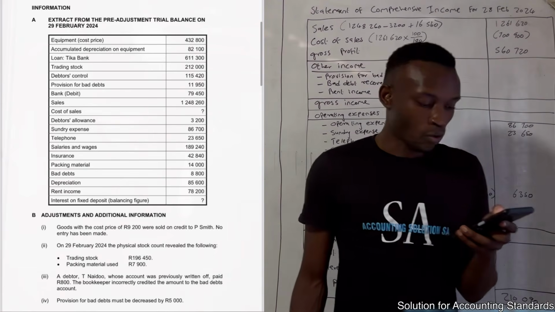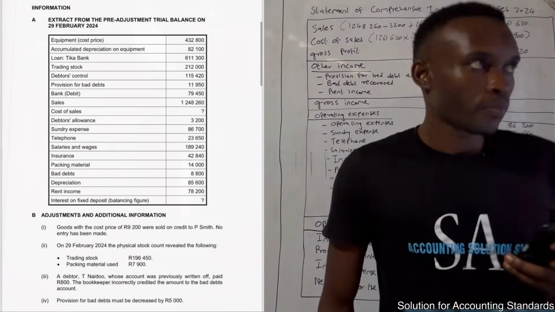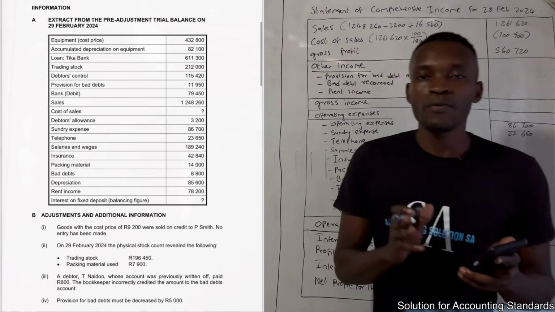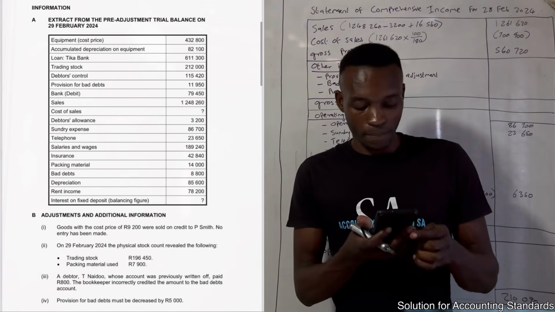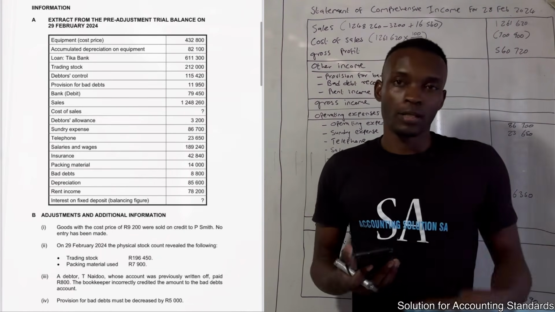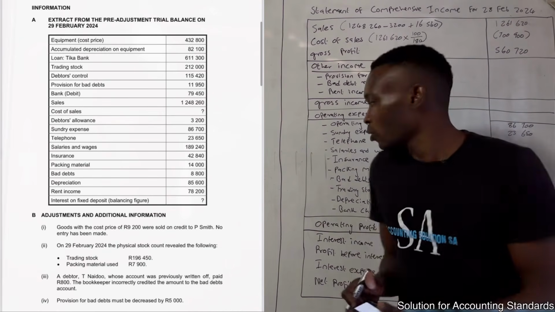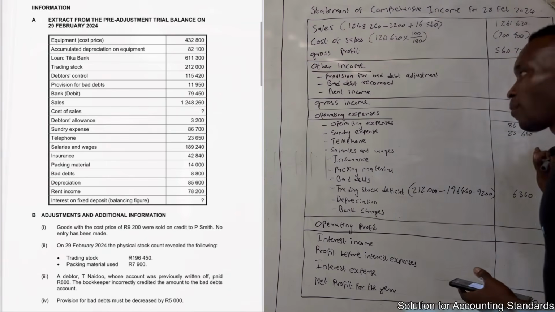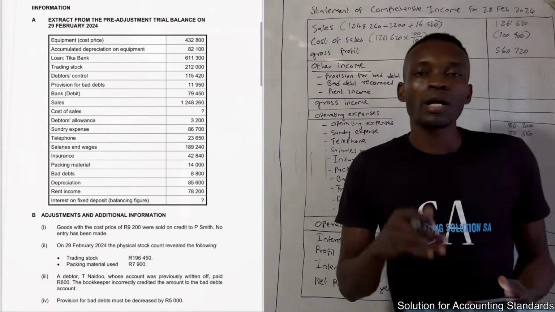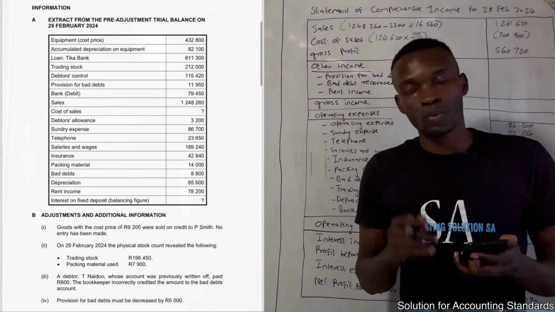Okay. And now, again, remember we are also given packing material used of 7,900. So what do we do with this 7,900? Number one, remember if you are given packing material at the beginning and purchase and on hand, you just say opening plus purchase minus closing, then you're going to get the one that you record under operating expenses.